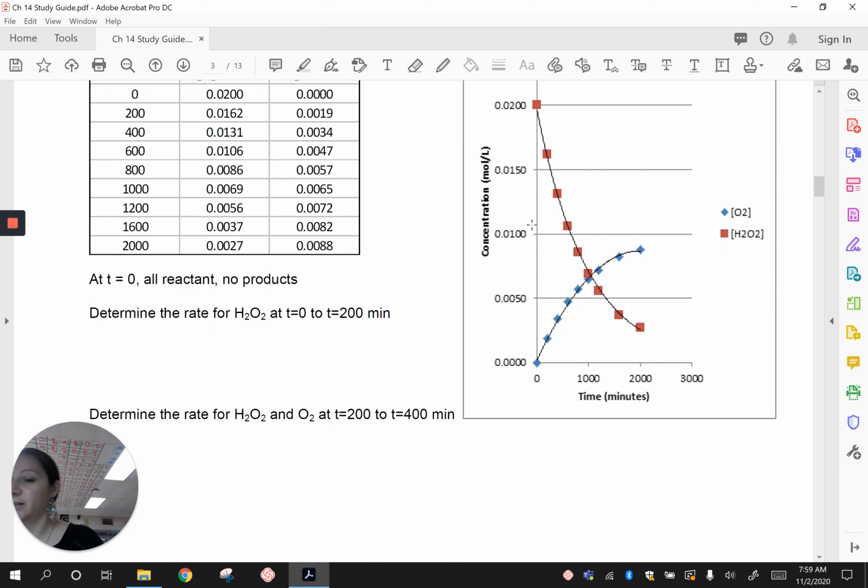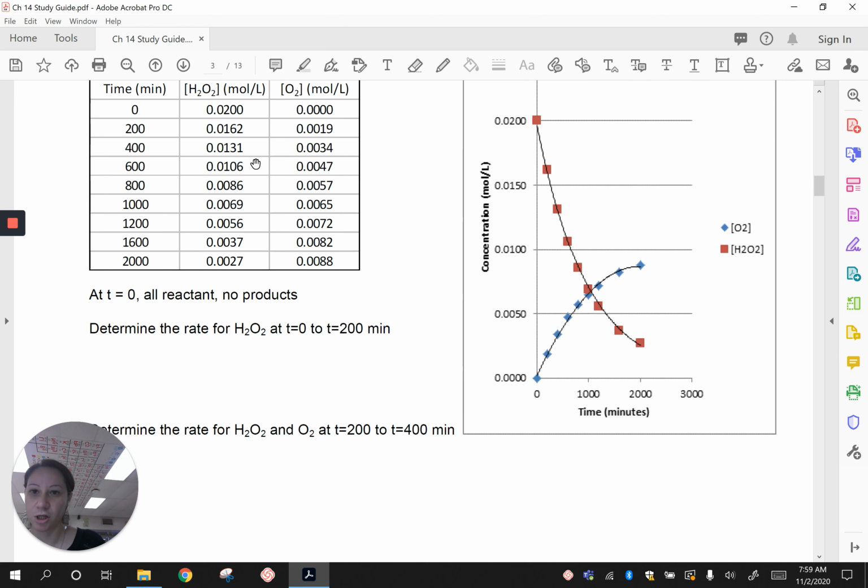So the rate is equal to the change in concentration over time. And we want to find the rate with respect to the hydrogen peroxide here. So we're going to look at the change in the concentration of the hydrogen peroxide from 0 to 200. So the rate is equal to the change in the concentration of the H2O2. Now, you have to look at whether it's a reactant or a product. If it's a product, you leave it as is with a positive sign because it's forming. If it's a reactant, you put a negative sign in front of it because it's being used up.